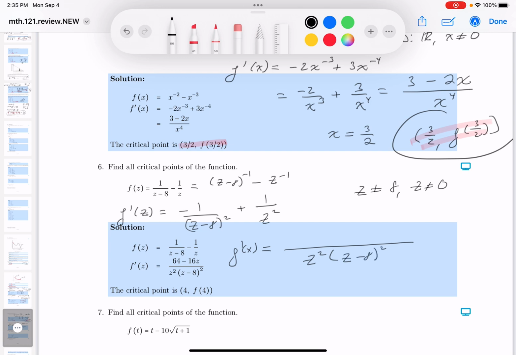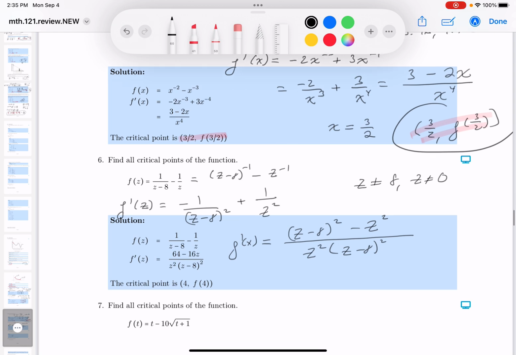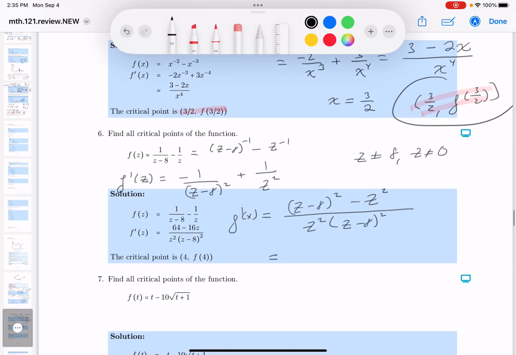All right, what do I get there? (z minus 8) squared minus z squared. Well, I've got to figure that out because I just can't look at that and know what to do with it. But I'll write this down. And it's z squared in the bottom and (z minus 8) squared. And then if you thought about the top, it is a difference of perfect squares. You can do that if you want.